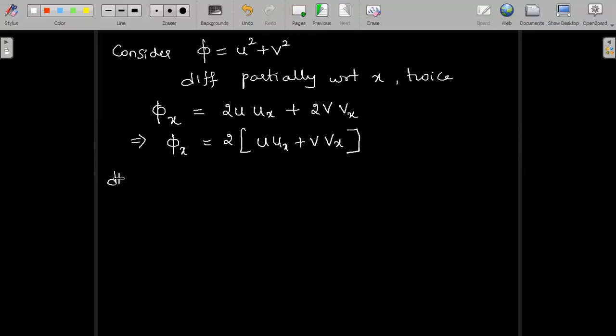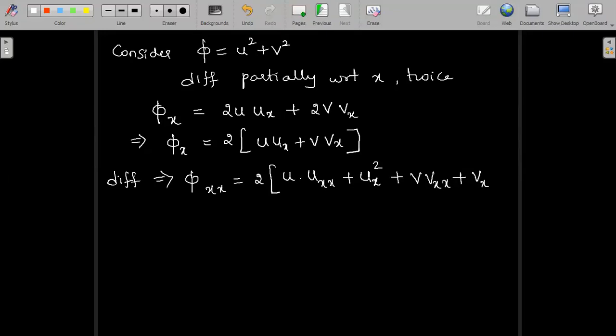Now let us differentiate once again partially. As already mentioned, we are differentiating twice to obtain phi xx. So what will be phi xx from this? Phi xx is equal to 2 times of, product rule for u into ux, so u into uxx plus ux into ux, plus v into vxx plus vx into vx.